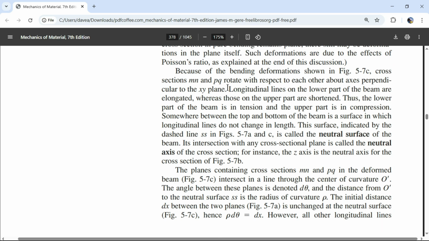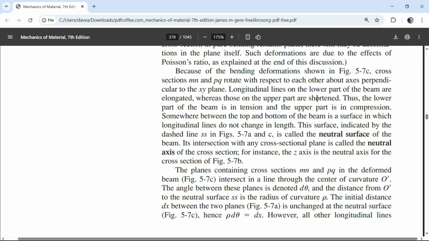So these sections, MN and PQ, rotate with respect to each other about the axes perpendicular to the XY plane. Longitudinal lines, that's going to be horizontal lines, on the lower part of the beam. Cool. So now it's just kind of reading textbooks. Can we visualize that? What do you think they're going to do? They're going to lengthen. We've been talking about that. Those of the beam are elongated, whereas those on the upper part are shortened.